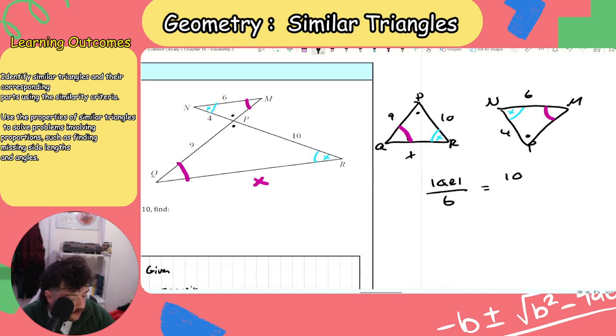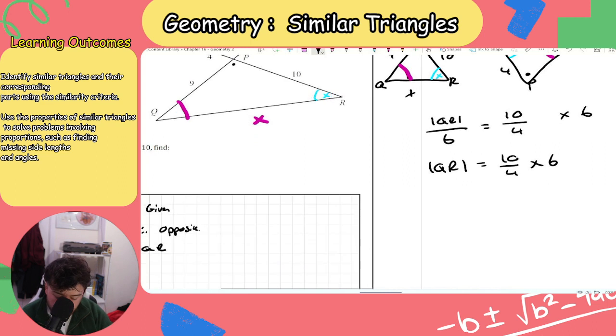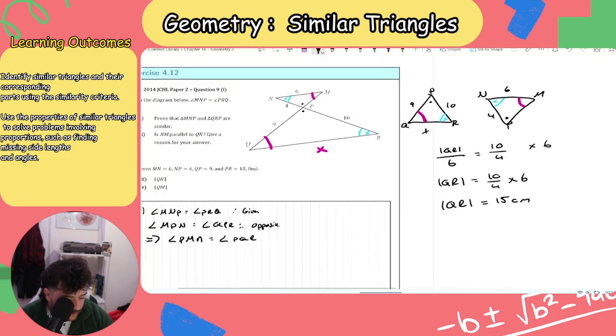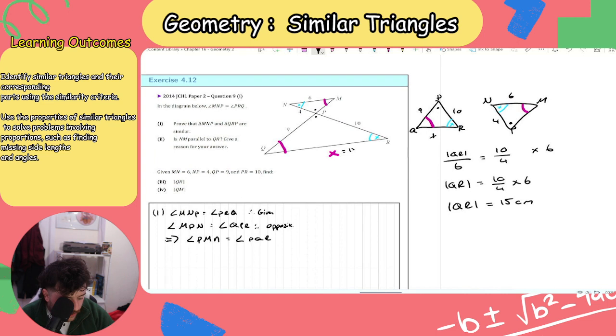So I know QR, so x over 6 is going to be equal to 10 over 4. Let's multiply both sides by 6. I'm going to have QR is equal to 10 over 4 multiplied by 6, which is going to be 15. So QR is going to be equal to 15 centimeters. So I figured out the length of QR. Well, it doesn't say centimeters, so it'd be 15 units.